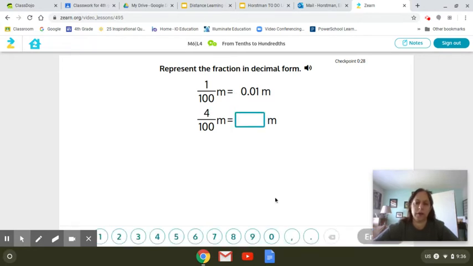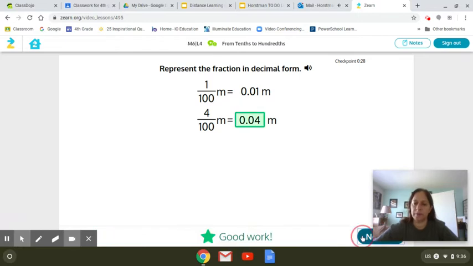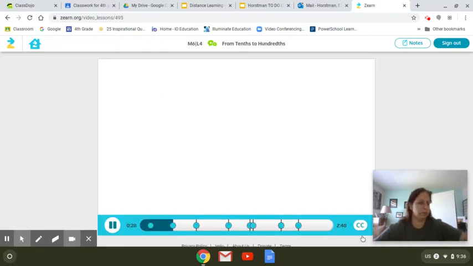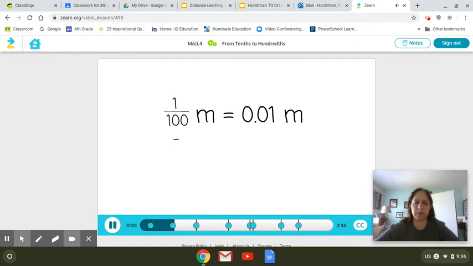I'll give you a moment to do that one. Say it out loud so that you can try. If you did it, you would have gotten 0.04. Now, remember, if we did just 0.4 and didn't have that 0 there, it would be 4/10ths. But because we have that 0 there, we're in the hundredths spot. I represented 3/100ths meter in decimal form like this. You got it.